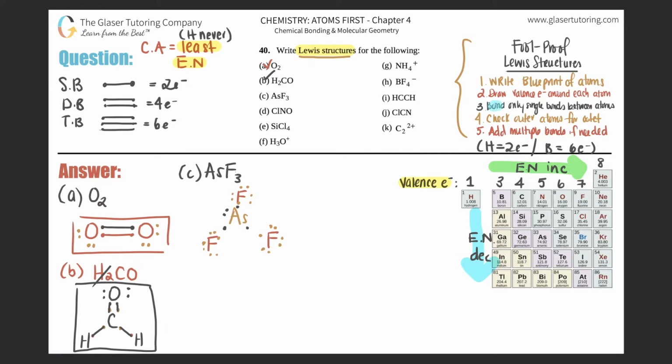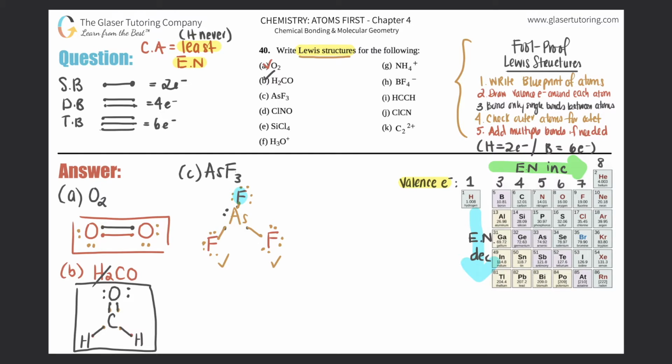So bond only a single bond between the atoms. So 2 here will make a bond, 2 here will make a bond, and 2 here will make a bond. Now we just double check. So this fluorine has 2, 4, 6, 8. So that fluorine's good. Put the check over here. This fluorine has 2, 4, 6, 8 electrons. So that fluorine is good.